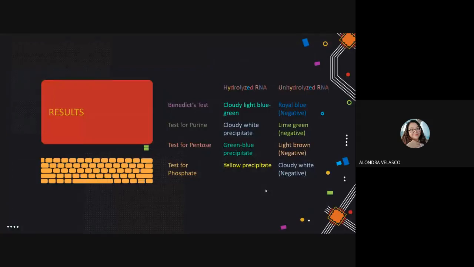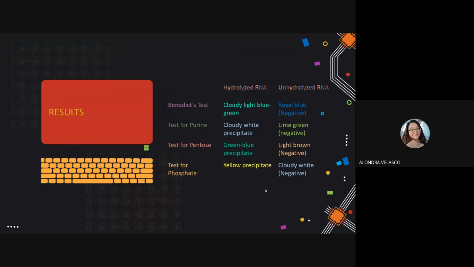So here's the summary of what we can observe in the hydrolysis of RNA and acid. Hydrolyzed RNA means it has water or it has been rinsed with water, while the other one, unhydrolyzed RNA, means in its original state or without any water. In Benedict's test, the hydrolyzed RNA is cloudy light blue-green, while the unhydrolyzed RNA can be seen as royal blue, or negative. Test for purine: hydrolyzed RNA, cloudy white precipitate, while unhydrolyzed RNA, lime green, which means negative.